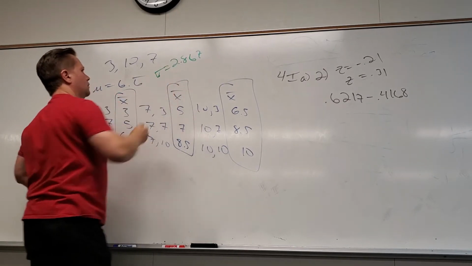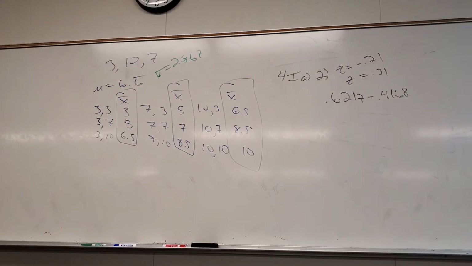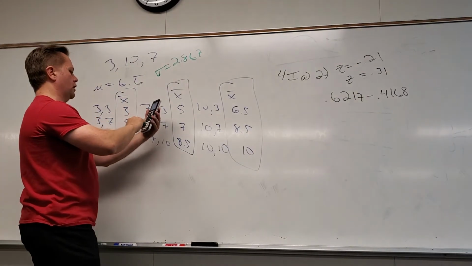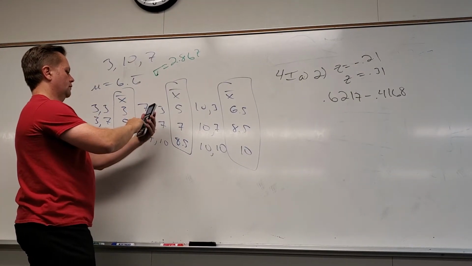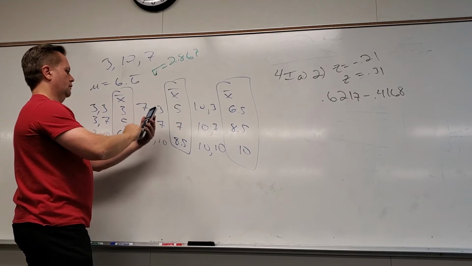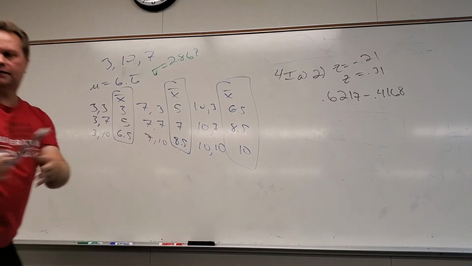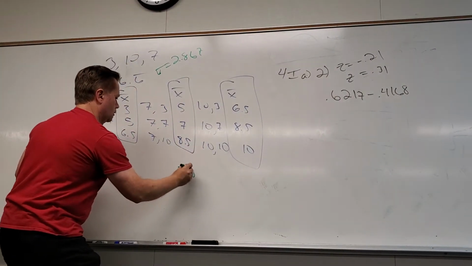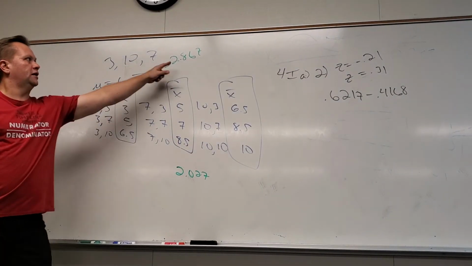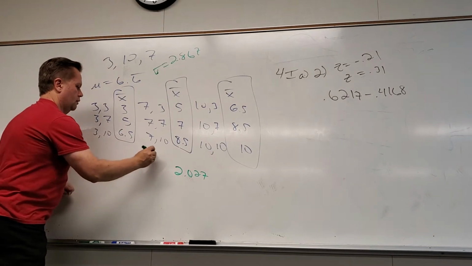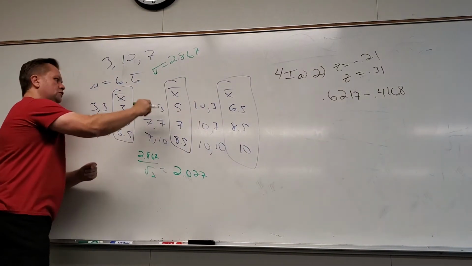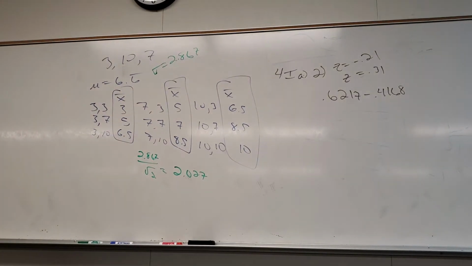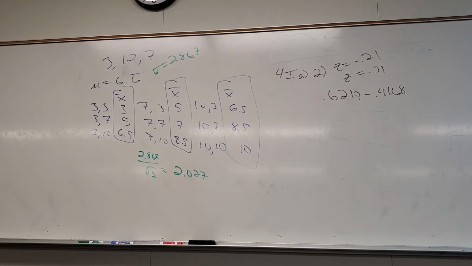Stay with me. If I do the standard deviation of all these, I'm going to predict, even before I do it, that it should come out to be 2.027. I took this divided by the square root of 2 because all of my samples are size 2. And that's the formula, sigma divided by square root of n.